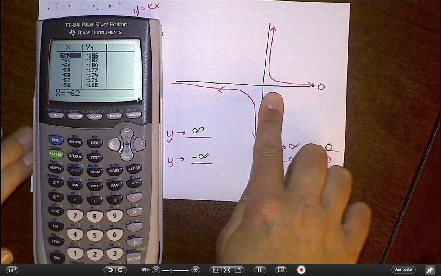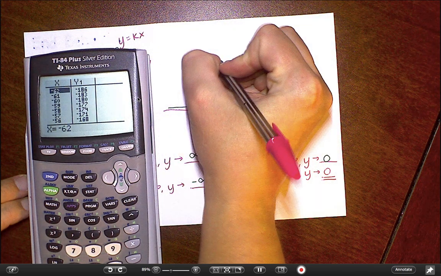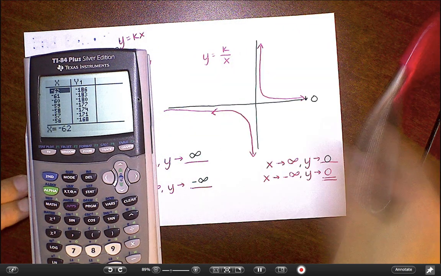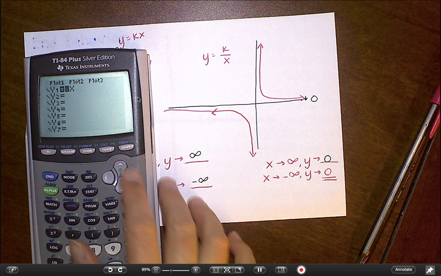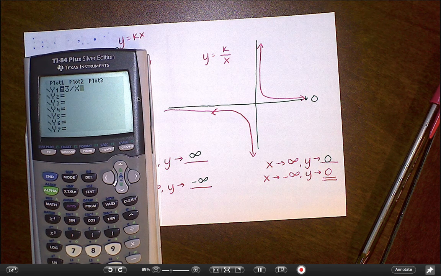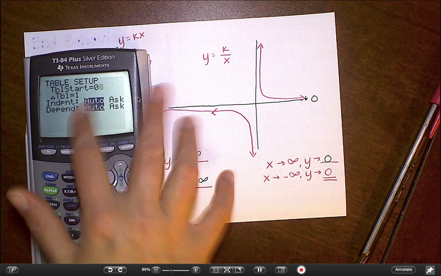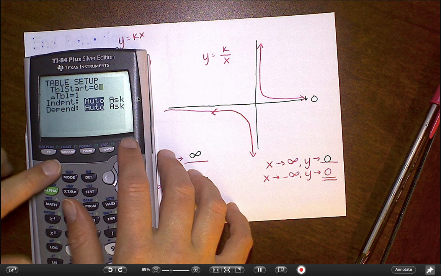Let's look at our hyperbola here, okay? So again, that would be the equation y equals k over x, okay? So that would be, I don't know, 3 divided by x, let's say. Doesn't matter what our k value is. I'm going to reset my table again. And again, we haven't talked about table settings at all, so don't worry about that.